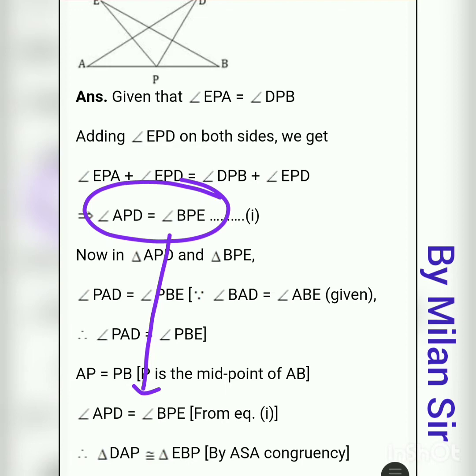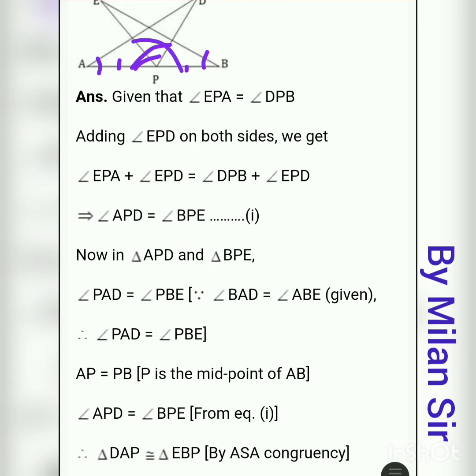So in total we get three things here, right? These two angles are the same, these sides are the same, and this angle is equal to this angle. So angle, side, angle criteria.